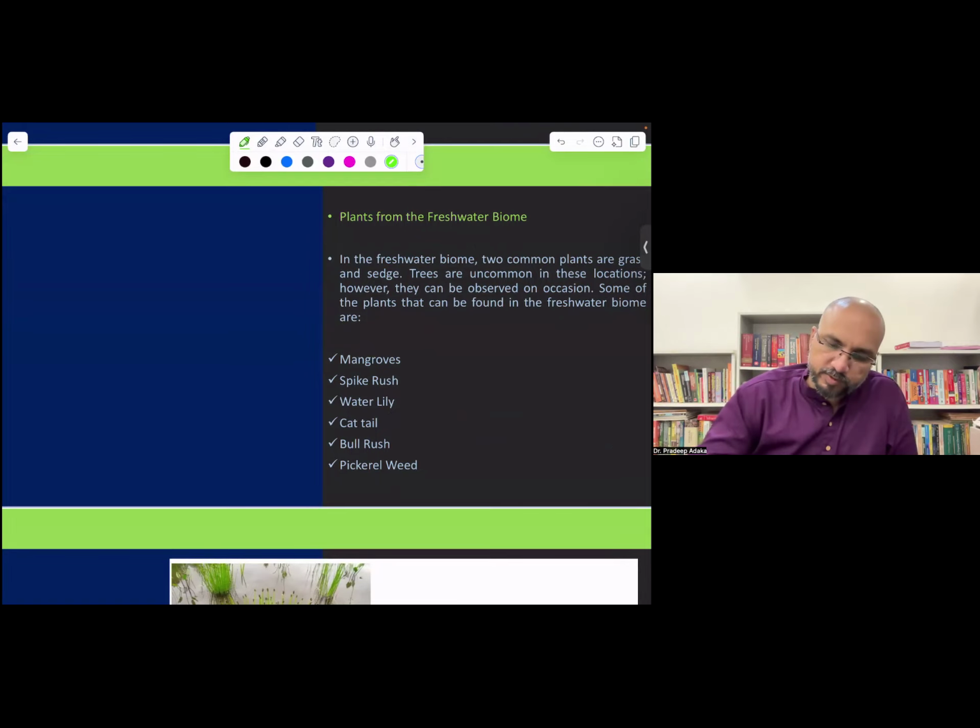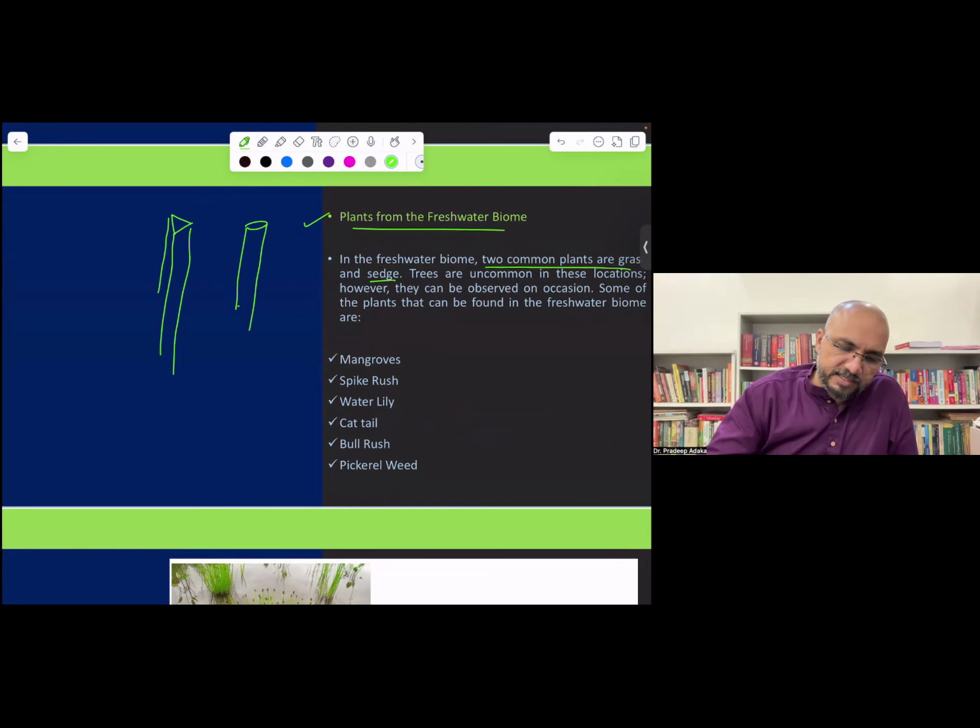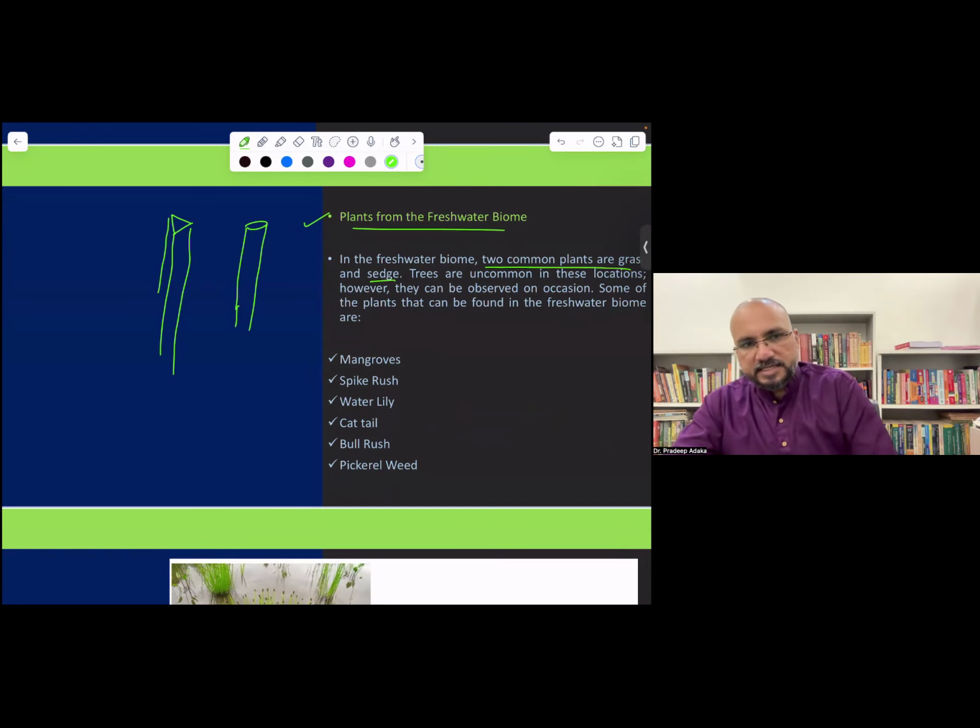All right, so the flora of freshwater biome, the plants that are seen in the freshwater biome. In freshwater biome, two common plants are grasses and sedge. So sedge, I told you, sedges are also a type of grass, but here the stem is triangular. The stem is not round like this. Generally your stem is round, right? But here the stem is triangular in case of sedges.